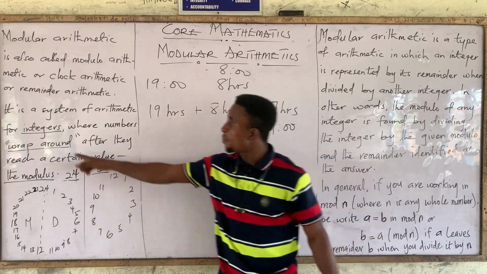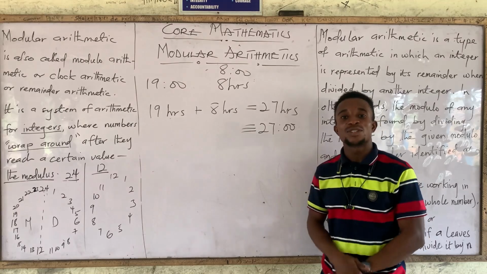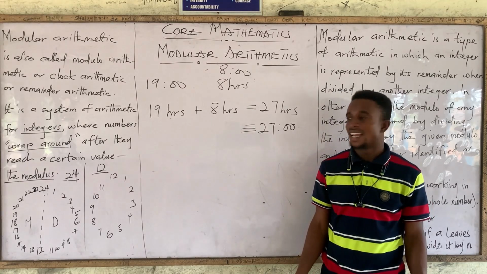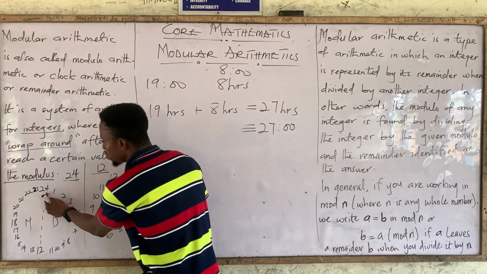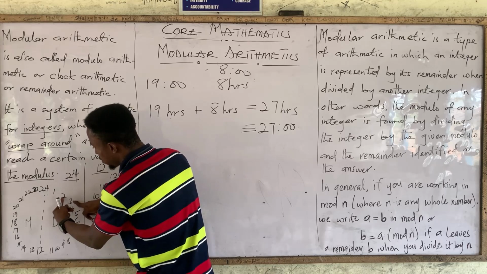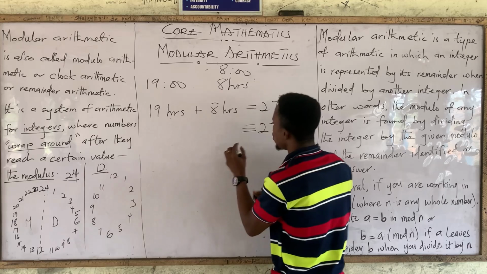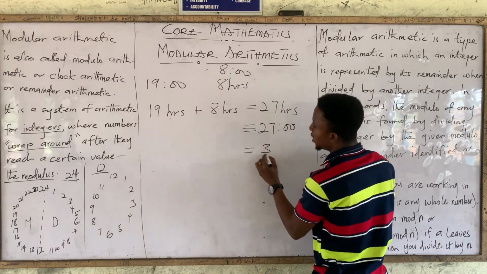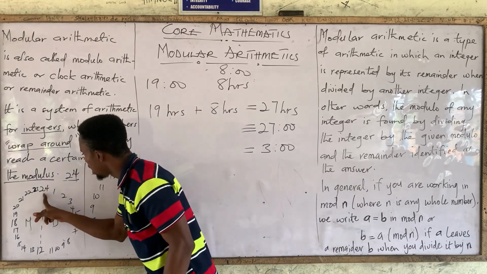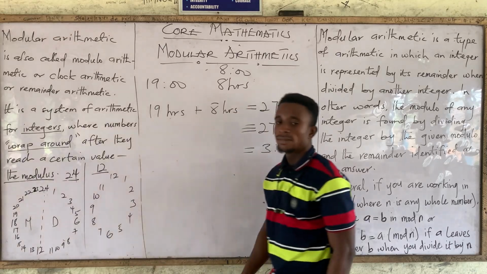We are saying the wrapping around, that is the modulo, is what? 24. And we are having 27. So what do we do? We can do something. Are we getting that? Immediately we get to the 24, then we continue: 25, 26, 27. So this one is equal to what? That is 3 hours, or 3 o'clock. So that is 24, 25, 26, 27.